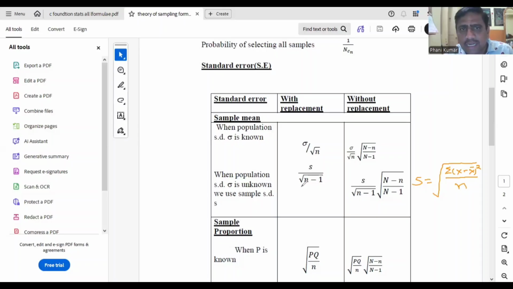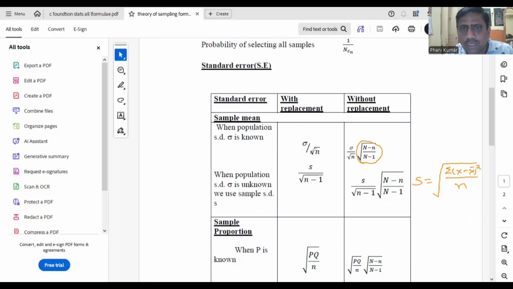Whenever sample SD is computed, with replacement the standard error of the sample mean is s by root n minus 1. Whenever you are using sample SD, the denominator becomes root n minus 1, not root n. So with replacement it is s by root n minus 1, and without replacement it is s by root n minus 1 into again FPC, root of (N minus n) by (N minus 1). This part is known as FPC, finite population correction, and it is used in the case of without replacement. So these are the formulas for the standard error of the sample mean in the case of with replacement and without replacement.